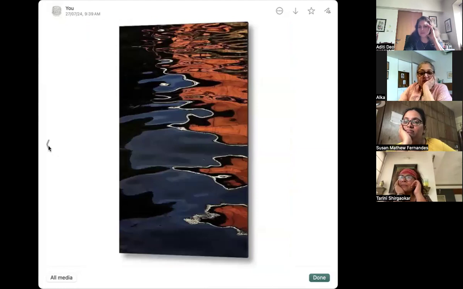Then this one was a plain and simple fire and water. That's how I saw it, because this looks like the flame, and the way the blue comes into the red almost looks like somebody is splashing water onto the red.